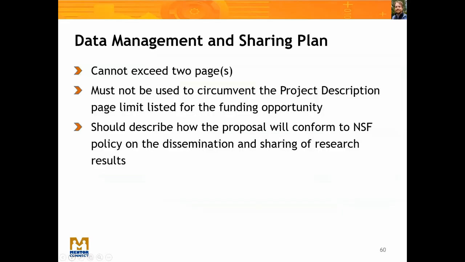You'll need to prepare a document of no more than 2 pages, labeled Data Management and Sharing Plan. The form should not be used to circumvent the project description's 15-page limit. It should describe how your proposal will conform to NSF policy on the dissemination and sharing of your project's results. Basically, NSF expects you to share the outcomes of your work. PIs are expected to share primary data, samples, and supporting materials from their grant projects. Your plan will be reviewed as part of the intellectual merit and/or broader impacts of your proposal.